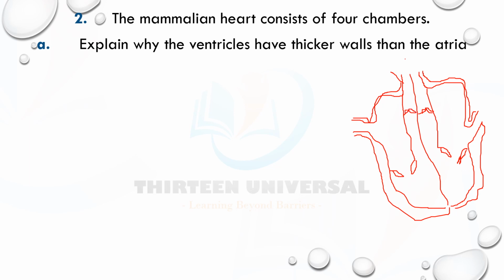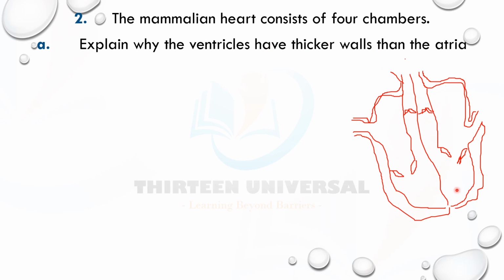Okay, so guys, watch. You remember, this is the pulmonary artery, it takes blood to the lungs. This aorta takes oxygenated blood to the body. This is the pulmonary vein, which brings in oxygenated blood. This vena cava brings in deoxygenated blood. See, these are the ventricles, these are the atria. So the question says, explain why the ventricles have thicker walls.